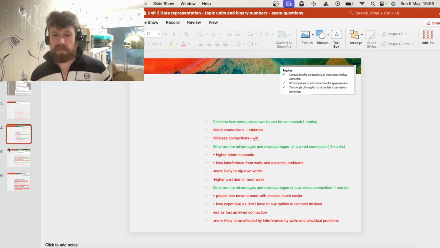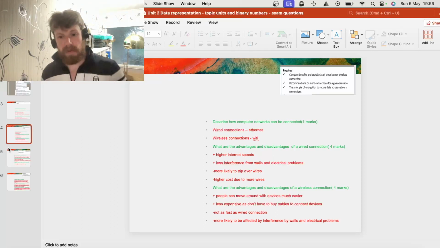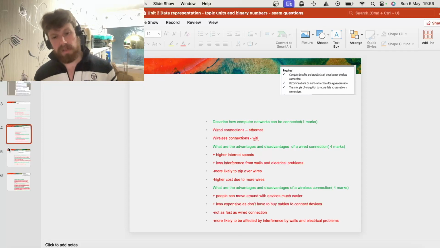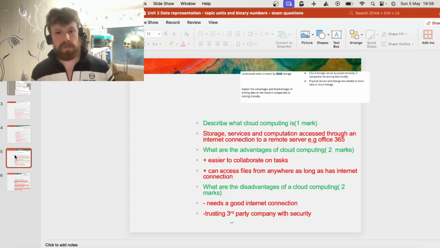People can move around with devices much more easily, so the portability is a big factor of being an advantage. Less expensive, as you don't have to buy cables to connect devices. Not as fast as wired connections though, and more likely to be affected by interference by walls and electrical problems.